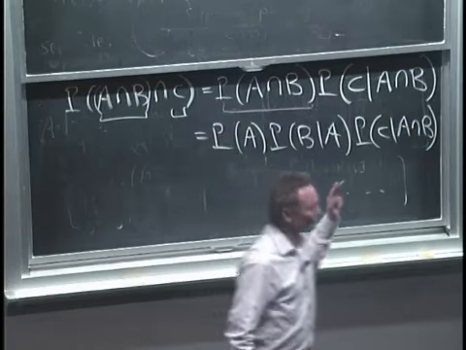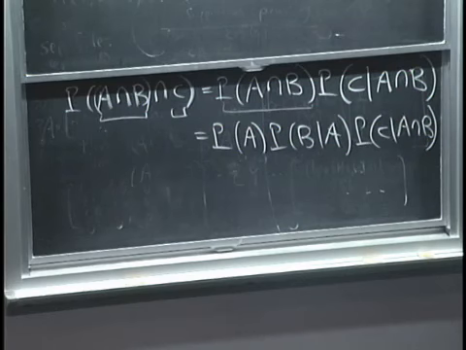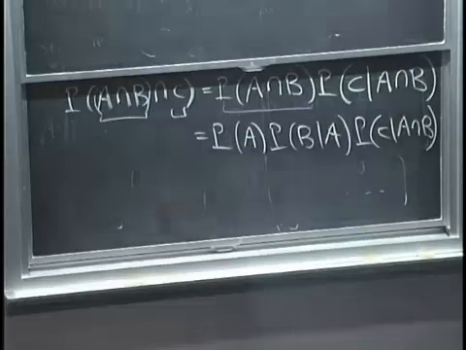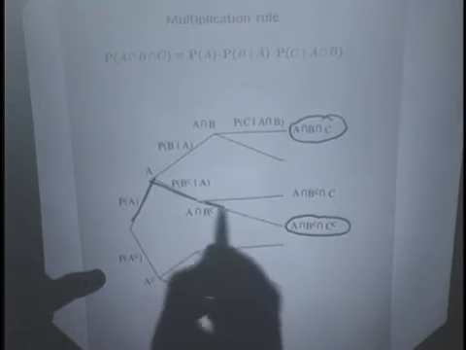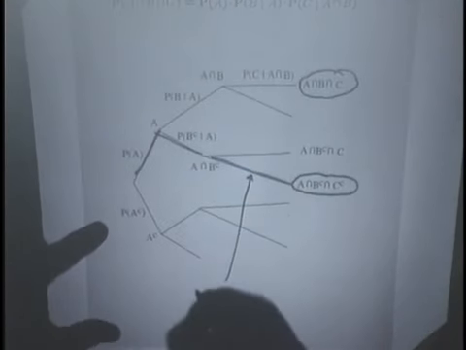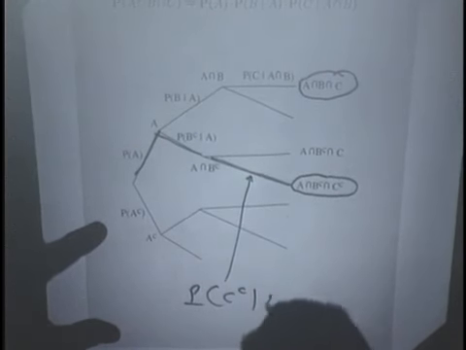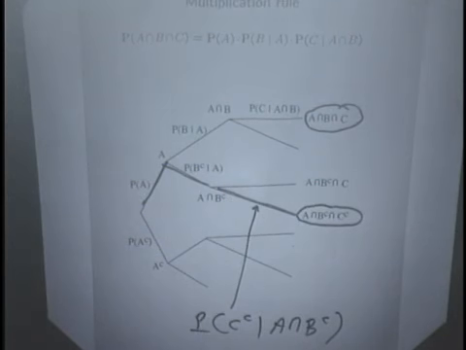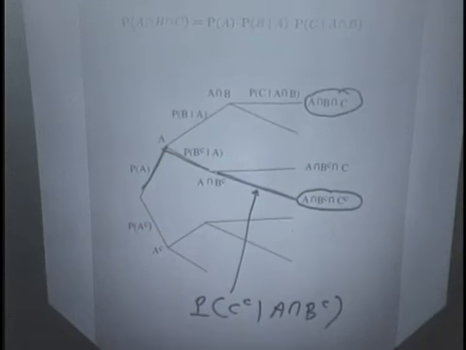OK, so this proves the formula that I have up there on the slide. And if you wish to calculate any other probability in this diagram, for example, if you want to calculate this probability, you would still multiply the conditional probabilities along the different branches of the tree. In particular, here in this branch, you would have the conditional probability of C complement given A intersection B complement, and so on. So you write down probabilities along all those three branches and just multiply them as you go.